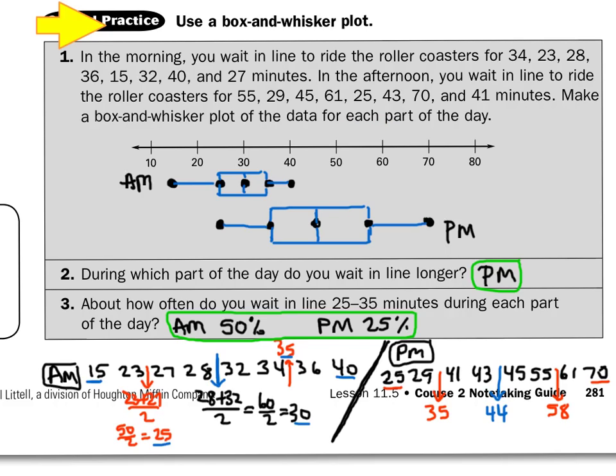So let's do the morning first, okay? Let's do the AM. So put AM down below, and then I want you to put all of the AM numbers in order, just like I did. So that'd be 15, 23, 27, 28, 32, 34, 36, and 40.